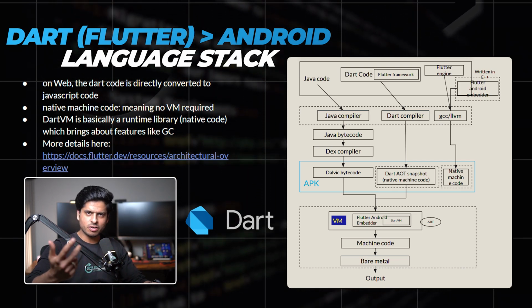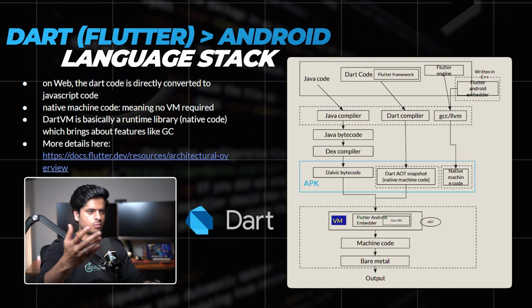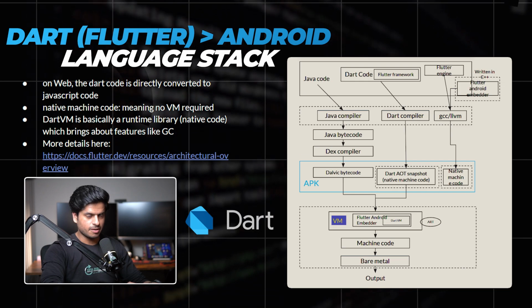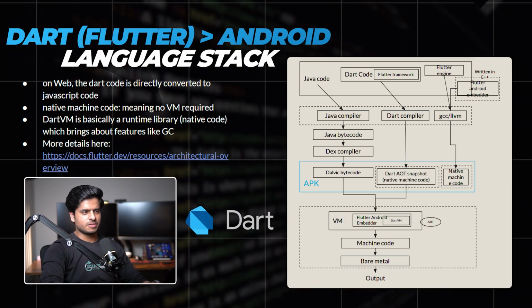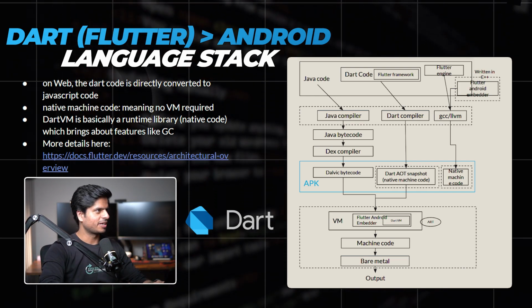Now the Dart VM is not a VM as such. Think of it like a runtime library, which in this shape right now is native code because it was already compiled. And finally, things get converted to the machine code, to the bare metal, and we see the magical output, like literally.